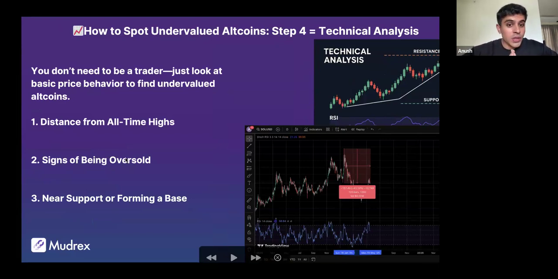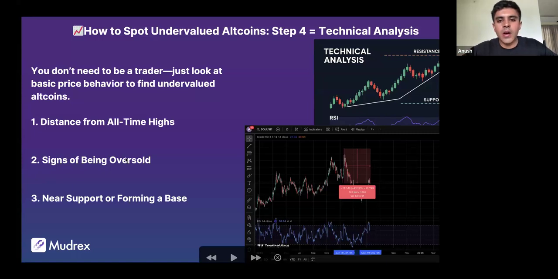Now, I'm not going to throw a bunch of complex chart patterns or trading jargon at you. You don't need to be a full-time trader to get value from this. What we're doing here is just looking at price behavior to get a sense of where we are in the market cycle for that specific token and whether it might be undervalued from a price perspective. Okay, so let's break it down into three simple things that you really need to look at. Firstly, how far is the token from its all-time high or recent peaks? This one's easy to check and tells you a lot.